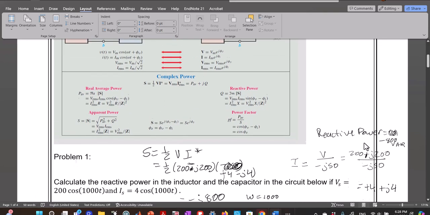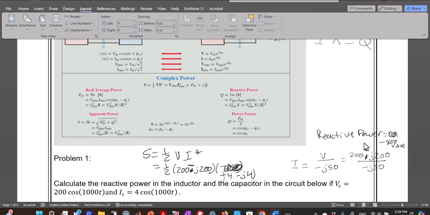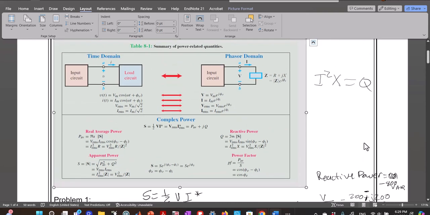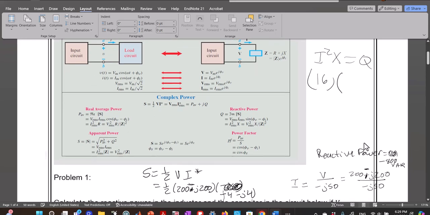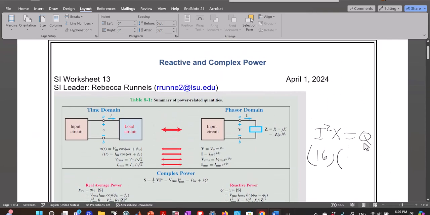Actually, I will go ahead and do the inductor, because it's not that hard. So it's I squared X that is the reactive power for the inductor. And we know what I is. I is just 4, and it's real. So I don't have to worry about its conjugate or anything like that. So it's 16 times, for the inductor, J30 is X. Oh yeah, this was real easy. So it's just J480 VAR is the reactive power for the inductor.